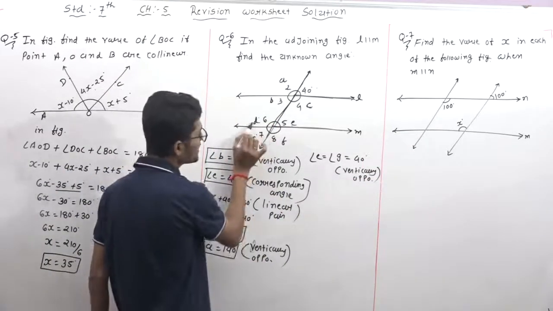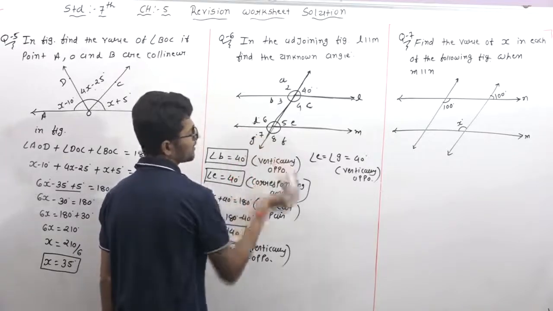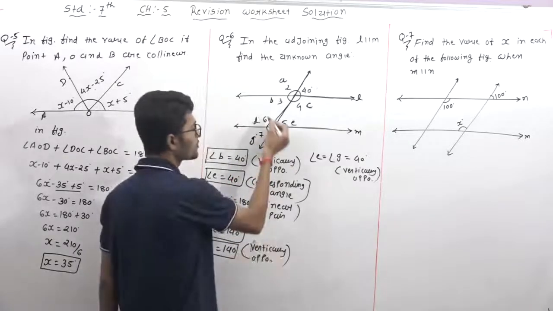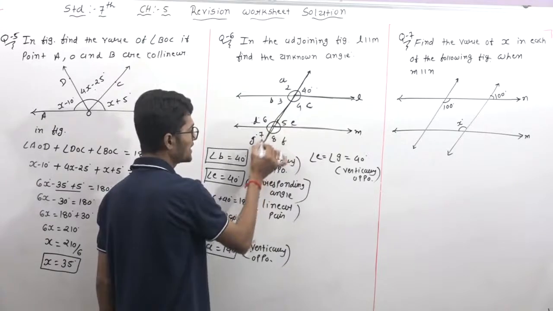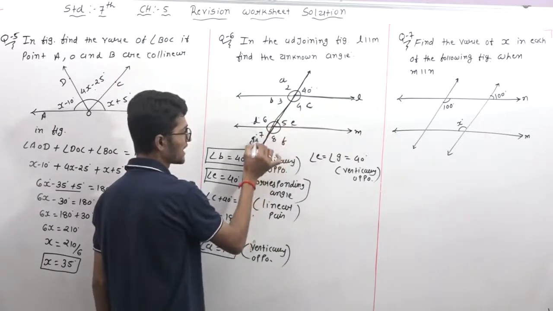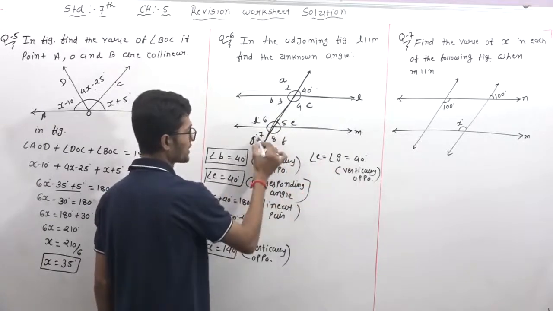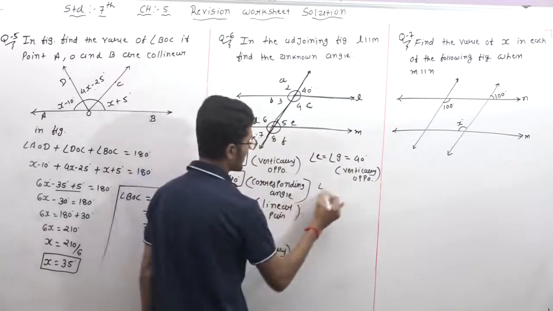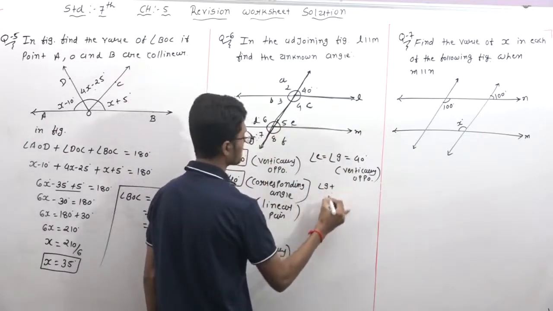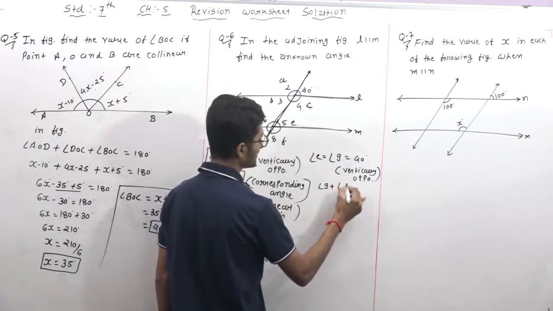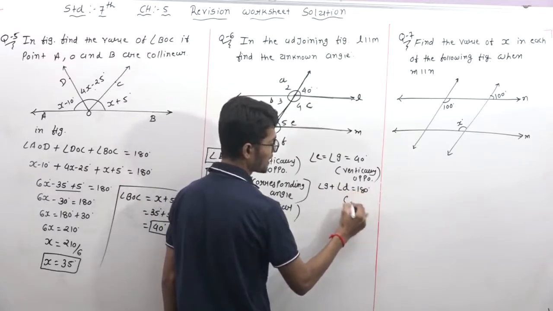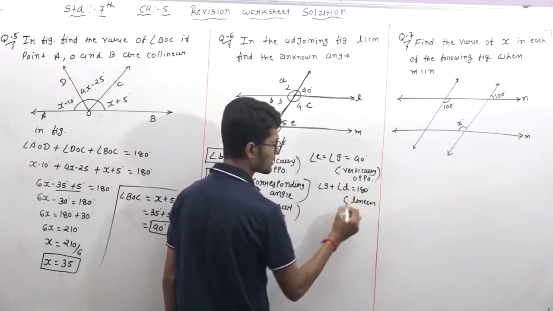Now we have to find D. If we find D, then F is the same. Why? Because these two are also vertical angles. If you find D, there is also a straight line. This angle we know is 40 degrees. It means angle G plus angle D is equal to 180. Why? Because this is a linear pair.